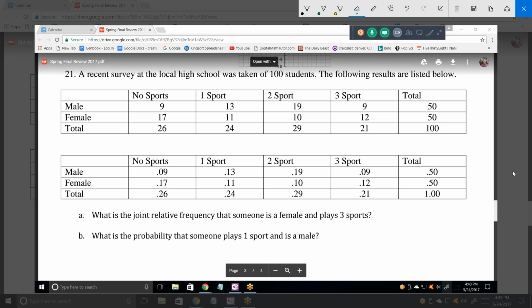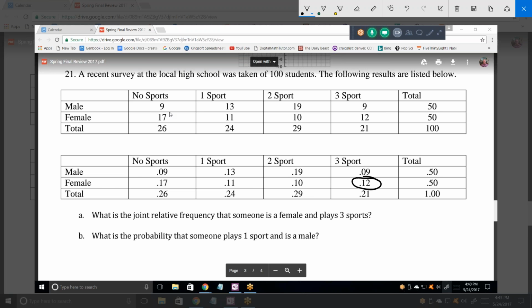Now, what's the joint relative frequency that somebody is a female and plays 3 sports? Well, that's that thing right there. 0.12. That's the answer, 0.12. What's the probability that somebody plays 1 sport and is a male? 15%. You got it.